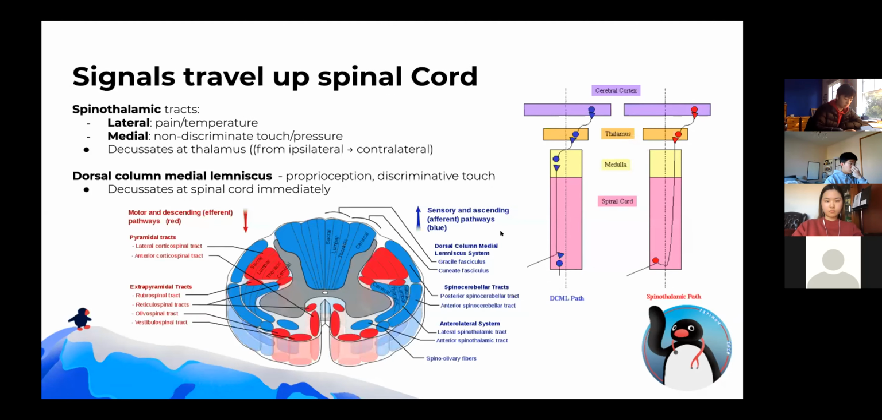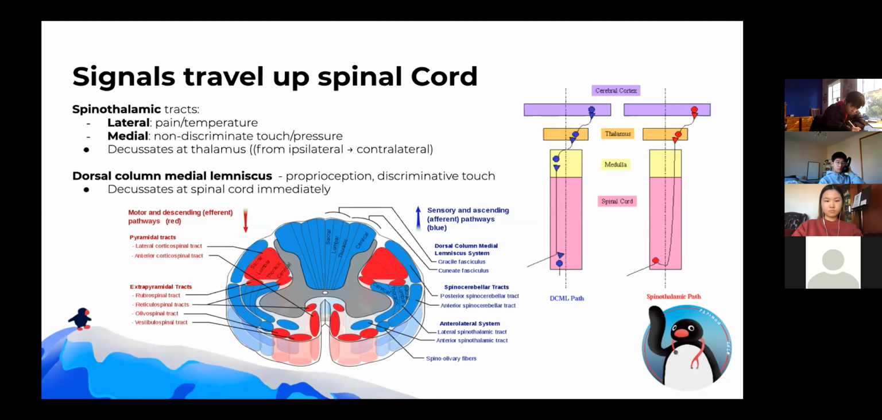And yeah, so signals travel up a spinal cord, and you've heard of your two tracts that you need to know of, your spinothalamic and DCML, which you touched on last semester. So what you need to know now is that for your spinothalamic, you have to break it down into lateral and medial. Lateral is for pain and temperature, and medial is for non-discriminate touch and pressure. And DCML is for proprioception.